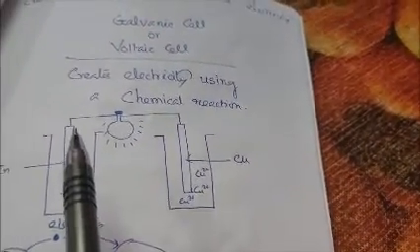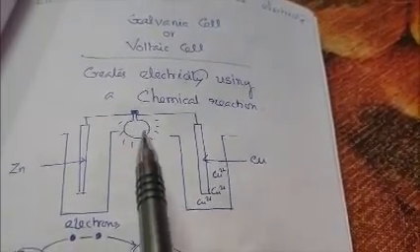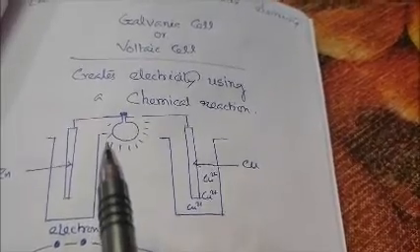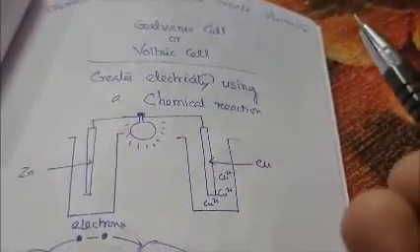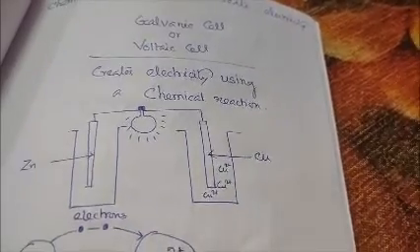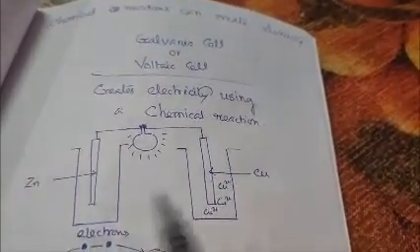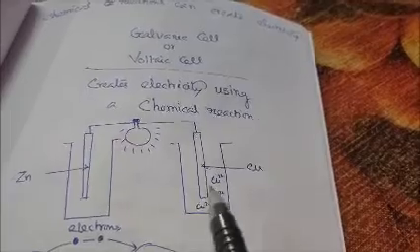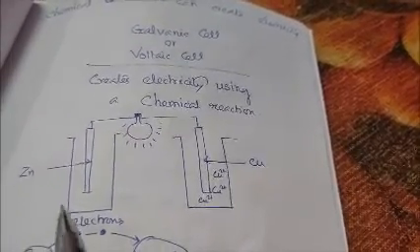As soon as I connect it, and if I put a light bulb, the light bulb switches on and gives you light. It means that a chemical reaction is occurring between this zinc and copper. It means that electrons are moving. So how do the electrons move?